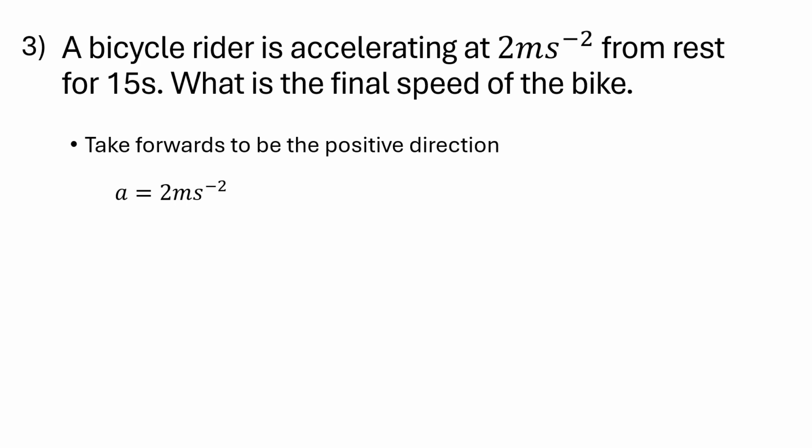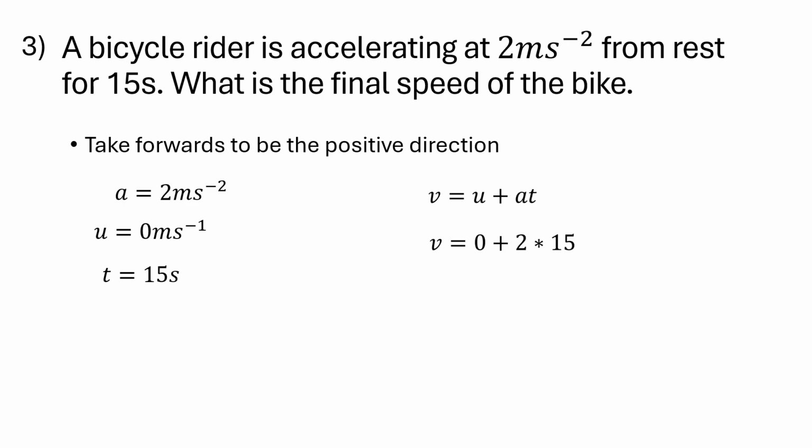We are given that. We know that the rider is accelerating from west, so the initial velocity will be 0 meters per second. And we get given a time of 15 seconds. So have a look at your equations. We're trying to find something which relates A, U, T, and we're trying to find the final speed, so that will be V. So V, U, A, and T. We can use V equals U plus AT.